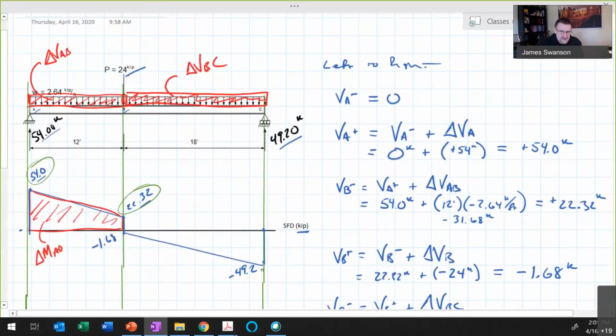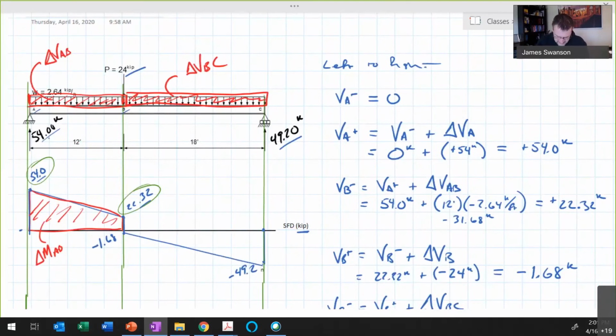All of these forces that are up here on the beam are actually external loads. We have an externally applied force of 24 kips. We have the distributed load of 2.64 kips per foot. We have a reaction force at A of 54, a reaction force at C of 49. None of those are shear forces, though. All of those forces affect the shear force, but none of those are actually shear forces.